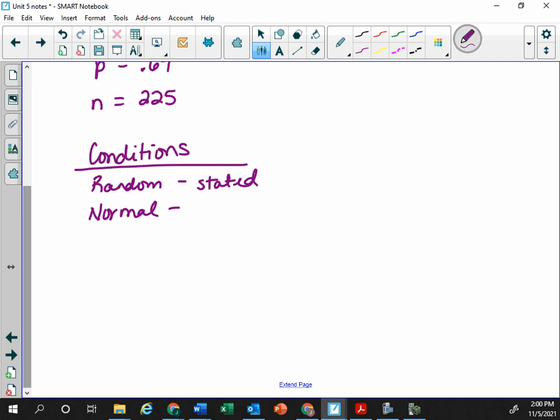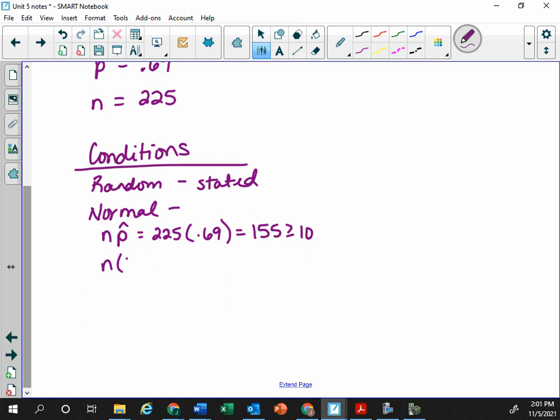Yep. Exactly. So we've got to do the n times p hat. And guys, you can't just say that and write greater than or equal to 10. You have to actually show the numbers. Okay, so we would say that's 225 times 0.69. What does that come out to be? I'm going to go 155. That is absolutely greater than or equal to 10.